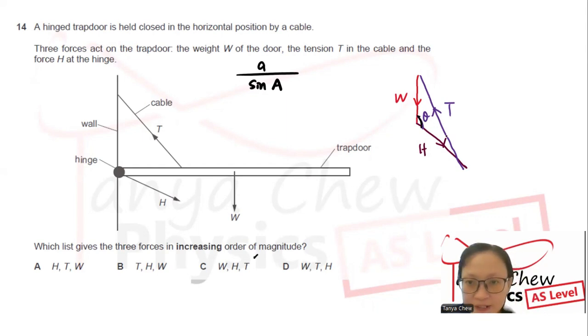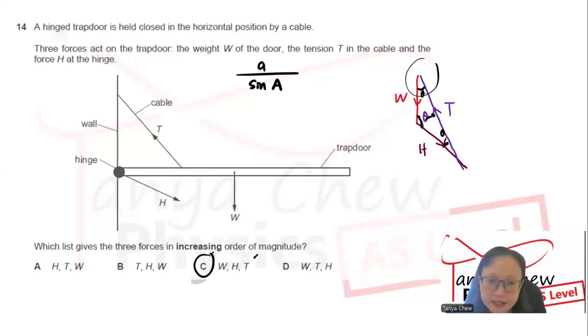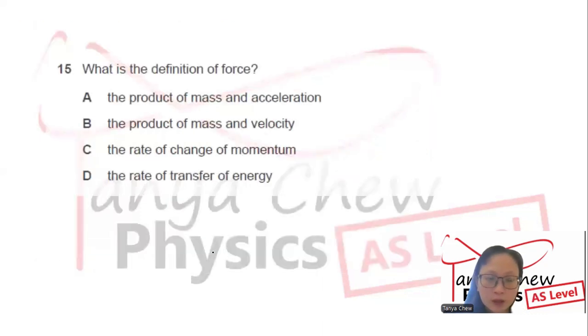If you want to find the theta of T, T must be looked at opposite to the theta. And this is the theta of W, and this is the theta of H. Theta of H seems to be larger as compared to theta of W. So the smallest magnitude force would be W, followed by H, followed by T. C is the answer.